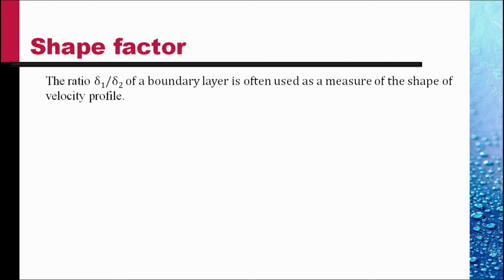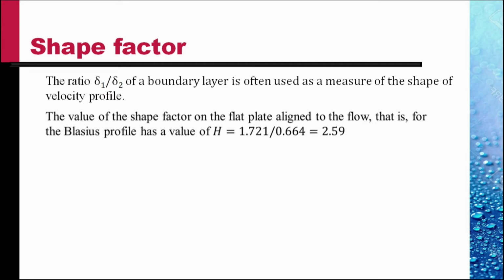The ratio delta 1 over delta 2 of a boundary layer is often used as a measure of the shape of the velocity profile. The value of the shape factor on a flat plate aligned to the flow, like we have been discussing so far, that is, for a Blasius profile, has a value of H, the shape factor, as 1.721 divided by 0.664, that is 2.59.